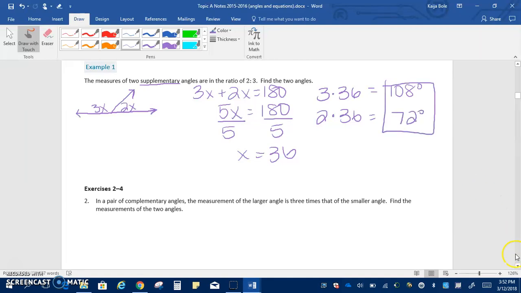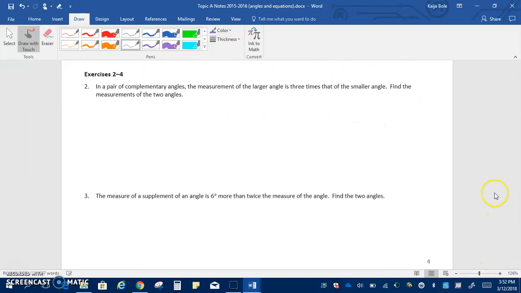Number 2 says in a pair of complementary angles, that's important, the measurement of the larger angle is 3 times that of the smaller. Find the measurements of the two angles. So complementary means we're going to have a right angle. And now I'm going to add in that I have two angles here. The larger angle is 3 times that of the smaller.